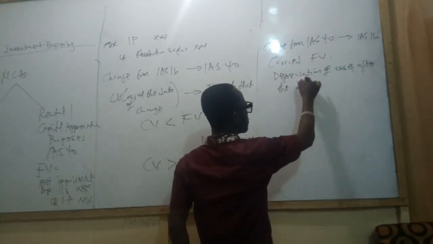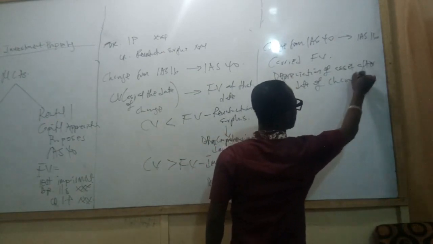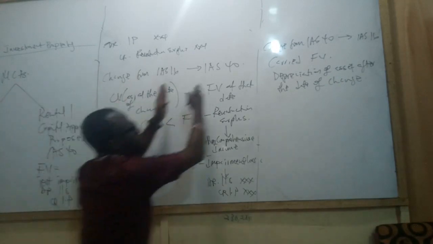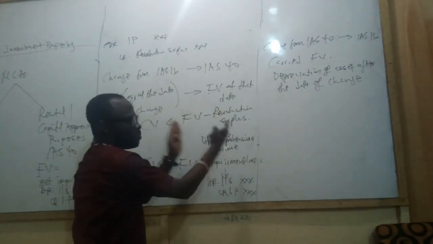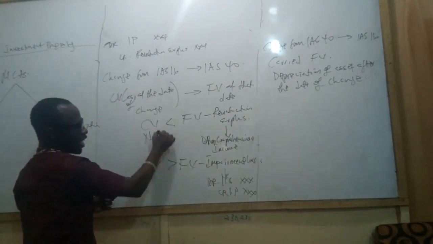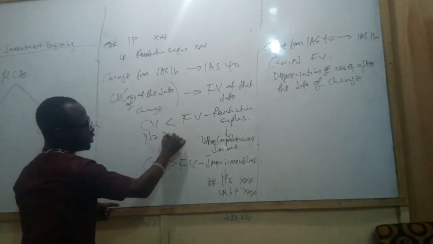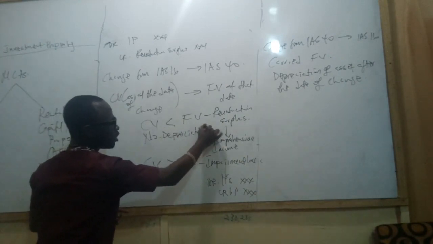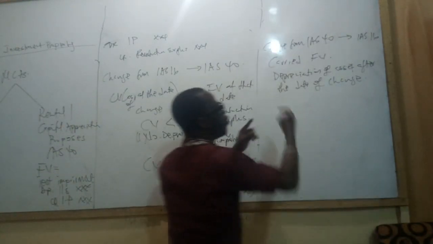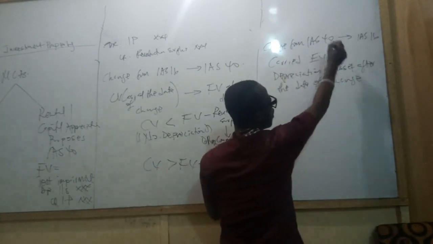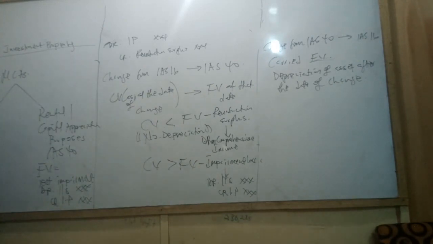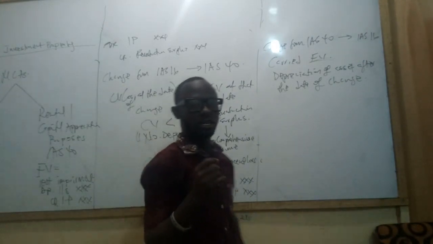After the date of change. Remember, I stated here that when you change from IAS 16 to IAS 40, you cease depreciation. So when you do this transition, no depreciation will be charged any longer. We're not going to charge any depreciation. That's very important because it is now an investment property. But when you change from 40 to 16, you will begin to charge depreciation on the fair value of the asset after the date of the change. This is what you have to understand about investment property.